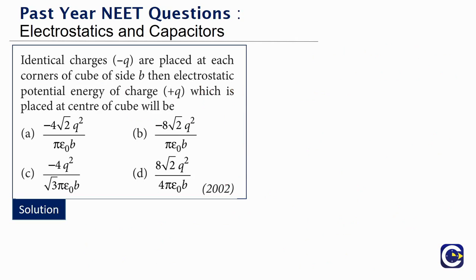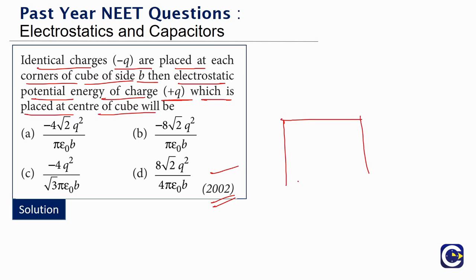Next we have a question that has come in the year 2002. Identical charges minus Q are placed at each corner of the cube side B, then the electrostatic potential energy of the charge plus Q, which is placed at the center of the cube. Same cube concept. We have a cube.